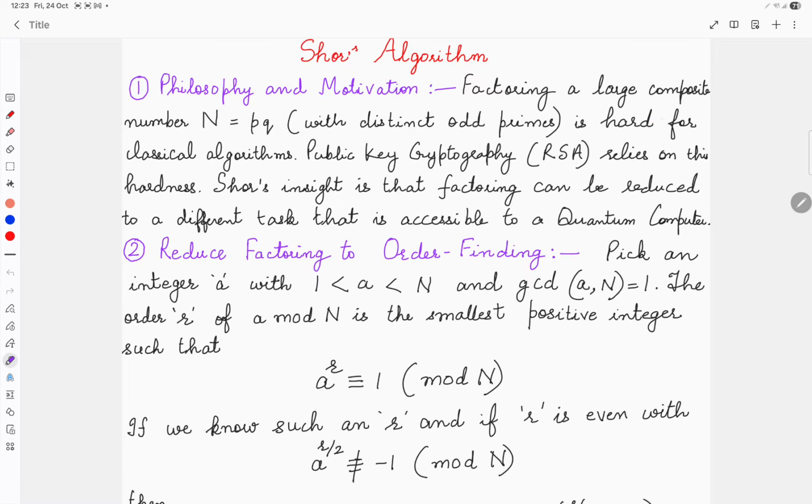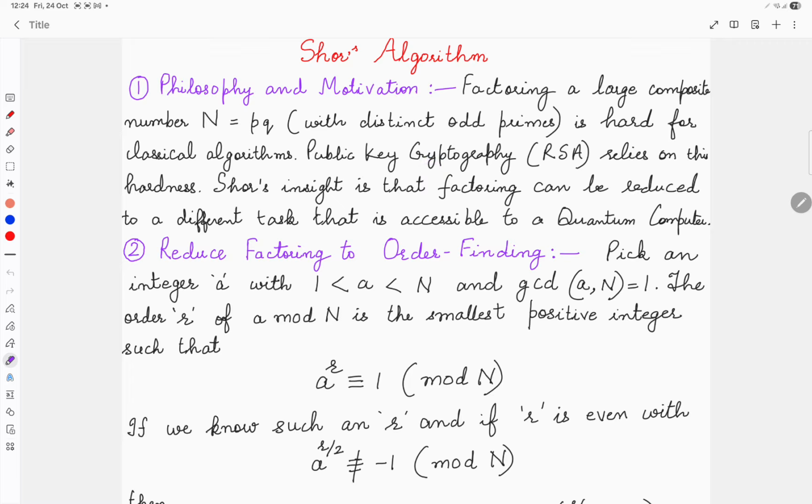Now Peter Shor gave an algorithm which is known as Shor's algorithm, and he simplified this job to a great extent. Actually, he used quantum computing techniques to reduce the hardness involved in factoring the large composite number. Shor's insight is that factoring can be reduced to a different task that is accessible to a quantum computer.